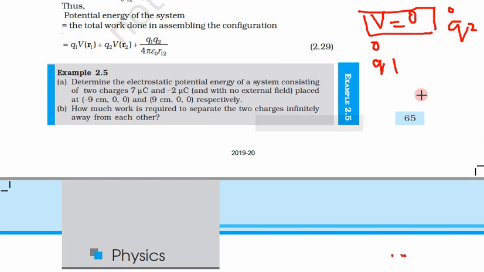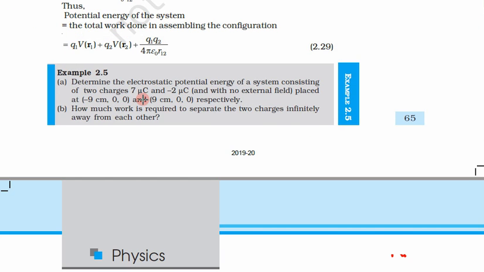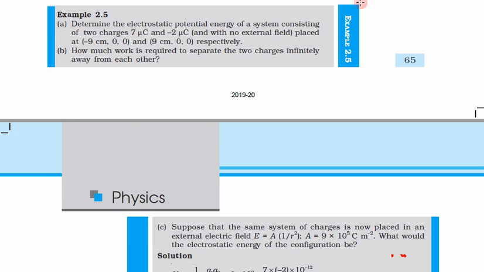Now let us do this numerical example. Example 2.5. Determine the electrostatic potential energy of a system consisting of two charges. So we have two charges, 7 microcoulomb and -2 microcoulomb. One is positive, another one is negative, and no external field. So this time there is no external field placed. They are at -9 centimeter and +9 centimeter on the x axis, and y and z coordinates are 0.